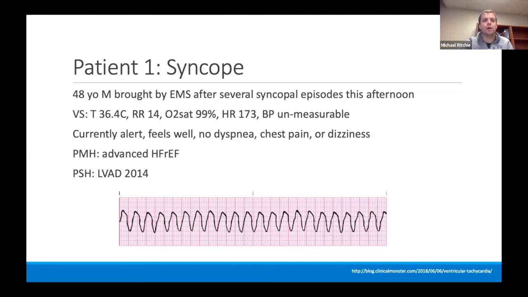So we'll re-look at our patient. So this is our patient 1. And obviously that's a scary looking telemetry where you have your VTAC. But he's in no distress, looks fine. So what's the next step?